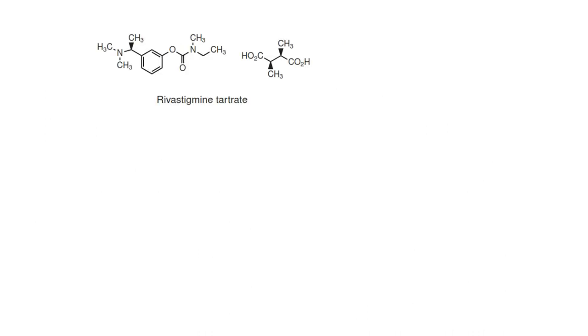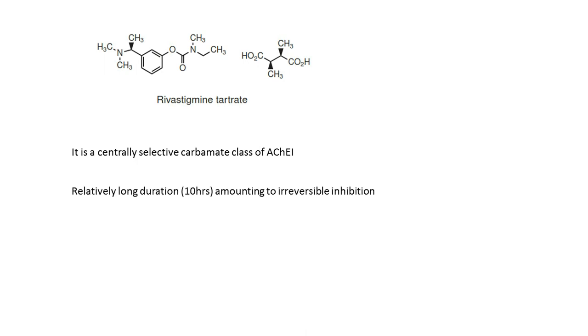This is rivastigmine. Rivastigmine belongs to the classical mechanism-based acetylcholinesterase enzyme inhibitors category. This is a carbamate. You can see clearly here, O-C double bond O-N. It is a centrally acting, selective carbamate class of acetylcholinesterase enzyme inhibitor. It has a relatively long duration, again 10 hours. 10 hours is almost equal to irreversible enzyme inhibition.